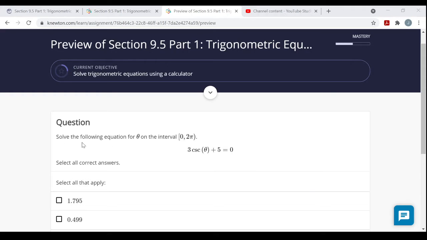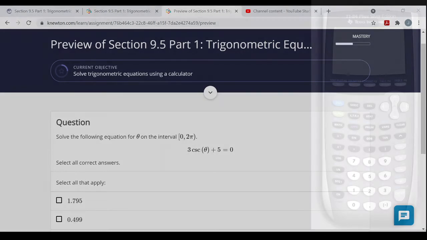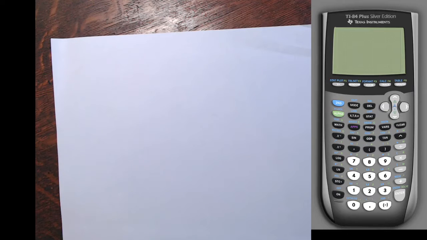Alright, so we're asked to solve the following equation for theta, but they only want the values of theta that make this a true equation, a true statement. They only want the values of theta between 0 radians and 2 pi radians, including 0 but not including 2 pi. Alright, so we have a linear equation here in cosecant. Right, so I'm going to write this out and we'll work on it. Let me get rid of the calculator for now. We'll bring it back up in a second.